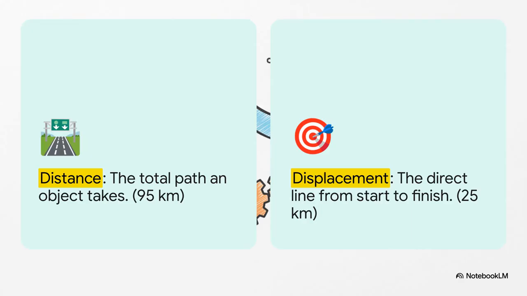So let's just break that down. Distance is the grand total, every bit of ground you covered. It's always going to be a positive number. But displacement, that's just the net change in your position. And get this, displacement can be positive, negative, or even 0. If you run a full lap on a track, your distance is 400 meters. But since you end exactly where you started, your displacement is 0.